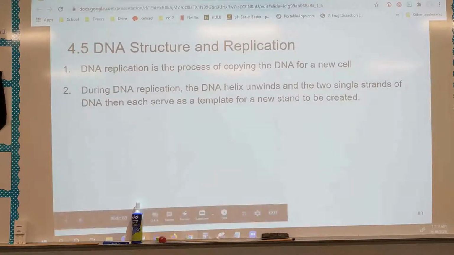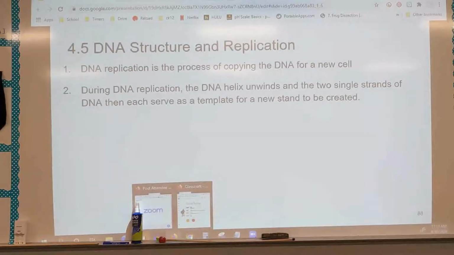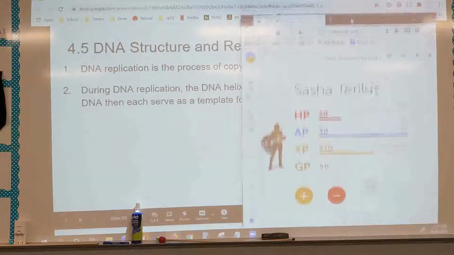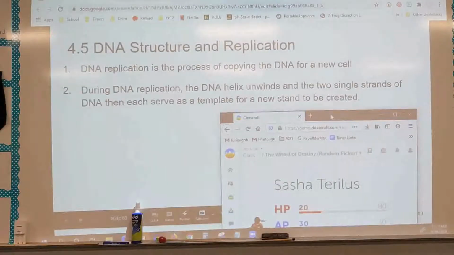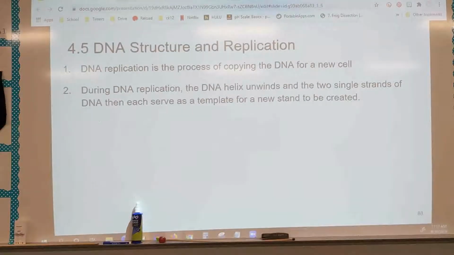Okay. So let's see if I can pull up my... See, I need a third screen. That's what I need. I need a third screen. Normally I'd use my phone, but it is busy being a camera. Oh, goodness.